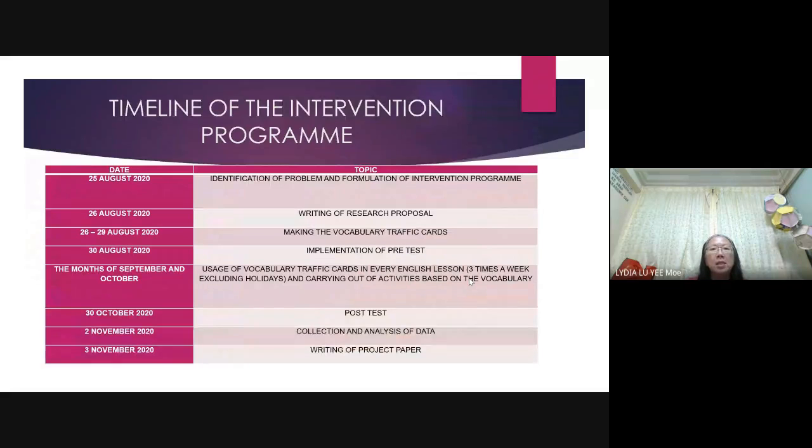The timeline is this: identification of the problem, then making the vocabulary cards, which took a few days. For the making of the cards, I already had the content matter, it was just a matter of laminating the cards, copying them into cards of the 3 colors, making them into sets of 3, and then putting them into sets of 40. Then I carried out the pre-test, and then for 2 months, in every single English lesson, I would bring in the vocabulary traffic lights and incorporate a lot of activities based on the words they learn from the vocabulary traffic lights or cards. Then after that, post-test, and then collection of data, analysis, and writing.